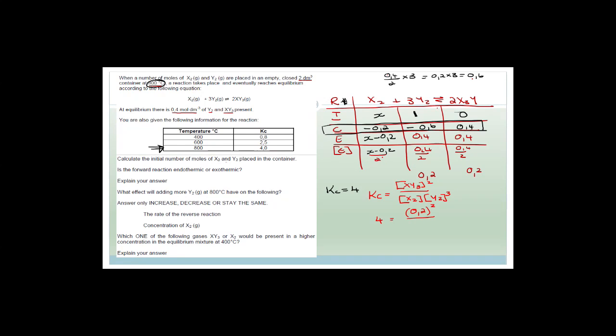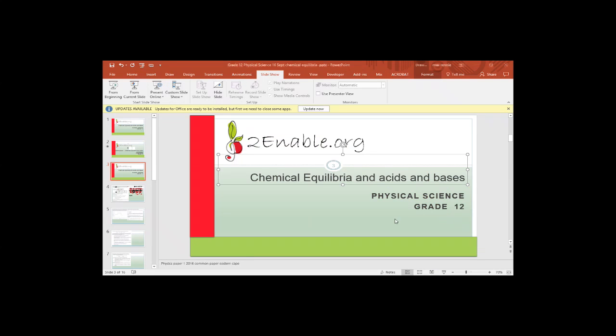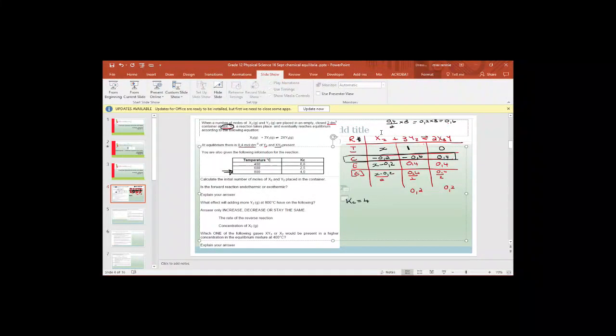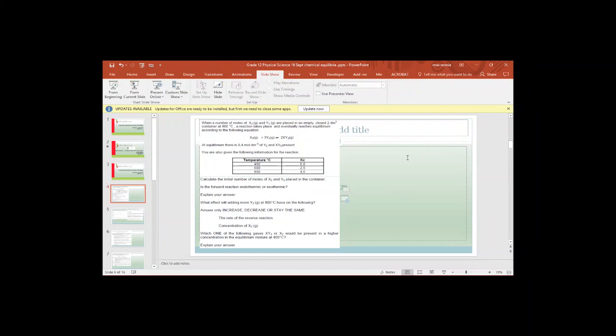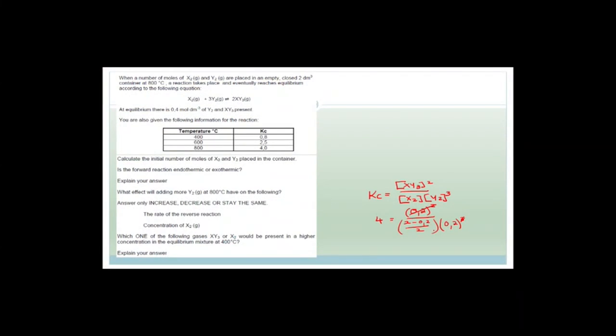All over X2, which we don't know, oh, we do. It is x minus 0.2 all over 2. And Y2 cubed is 0.2 cubed. Do you agree that these squares can be cancelled with one of these and we are just left with 0.2? So if we rewrite this, now that we've got this, we can rewrite it. So we're going to go 4 equals 1 over x minus 0.2 all over 2 multiplied by 0.2.